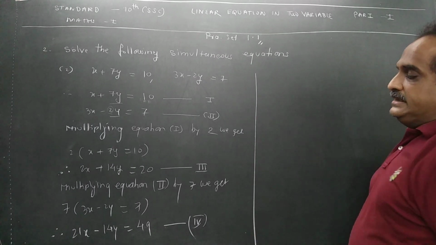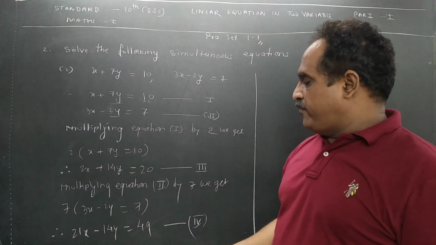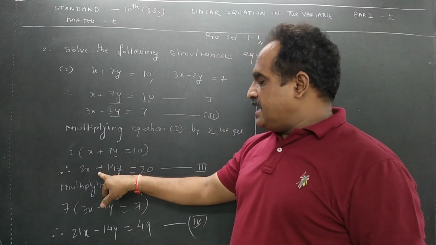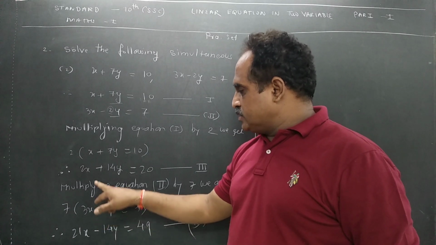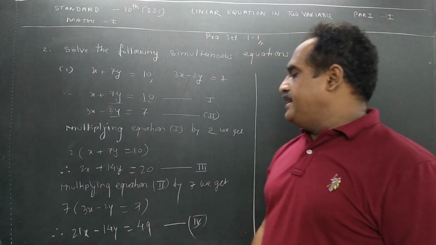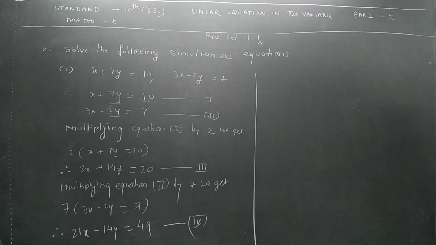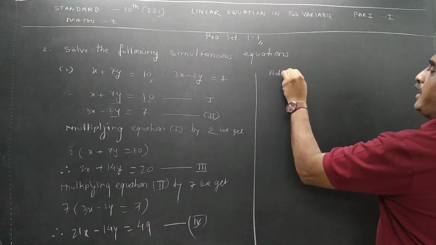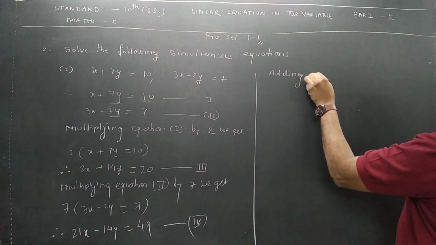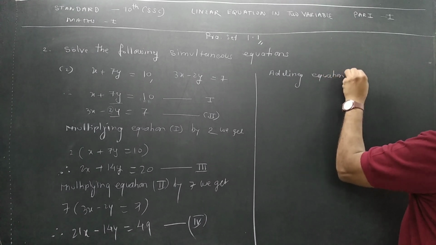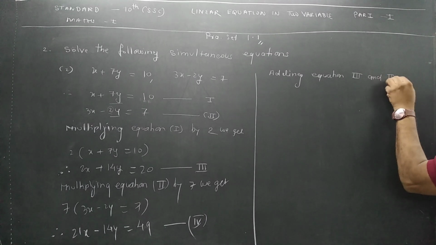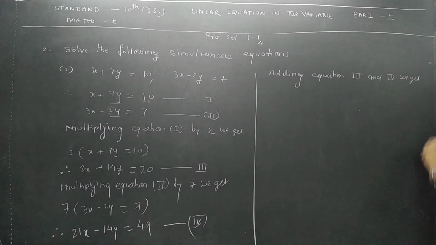Now you have to take care that in equations 3 and 4 it is 14y, and you have to see the sign of this 14 and 14. Here it is plus, here it is minus. So when they have different signs, you are going to add the equations. So adding equations 3 and 4, we get, what do we get now?